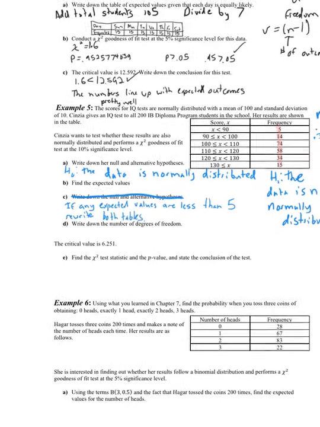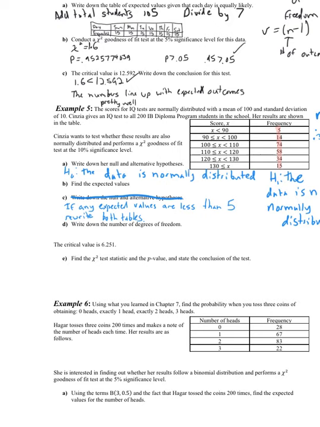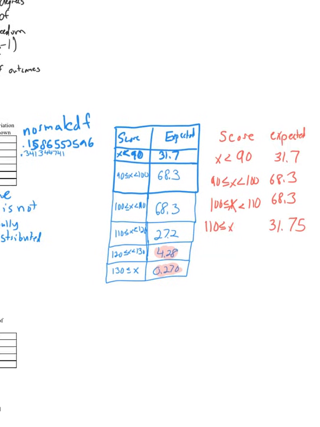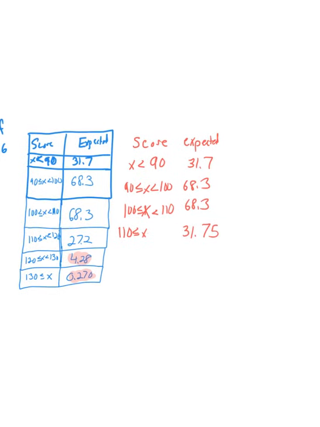All right. Write down the number of degrees of freedom. Mr. Straight, could you go back so we could see that, please? Sure, sorry. So now we have the other table, score and the actual frequency of students. We would do the same thing: less than 90, between 90 and 100, between 100 and 110, and greater than 110.